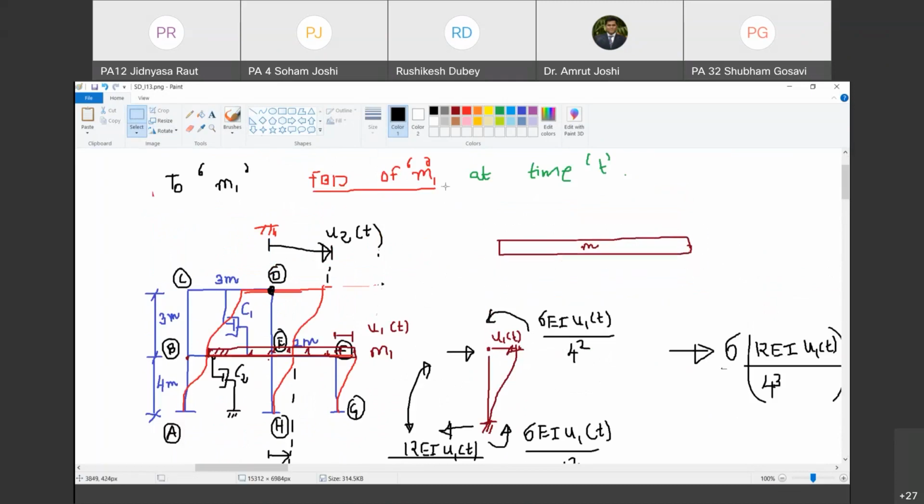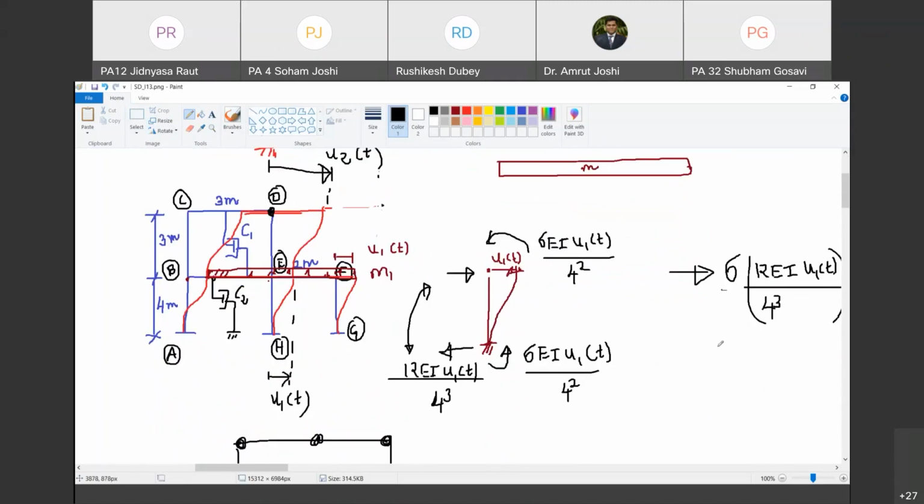So here what will I have to show? By Newton's third law, the force applied by the column on the slab must be equal in magnitude but opposite in direction. Do you agree with me? Yes, sir. So I will have to show this force in this fashion. Happy? Yes, sir. And how much is that? That is equal to 72 EI.